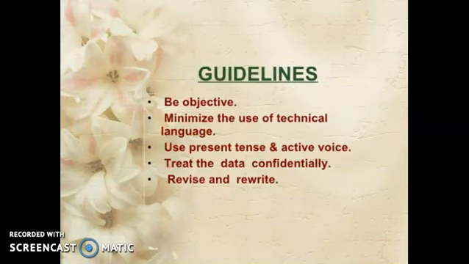The guidelines for a research report are to be objective. You should have some objective for why you are writing a report. Minimize the size of technical language. Don't use too technical language because the reader has to understand what you're trying to say. Use the present tense and active voice, not the future or the past tense. Treat the data as confidential, and review and rewrite.